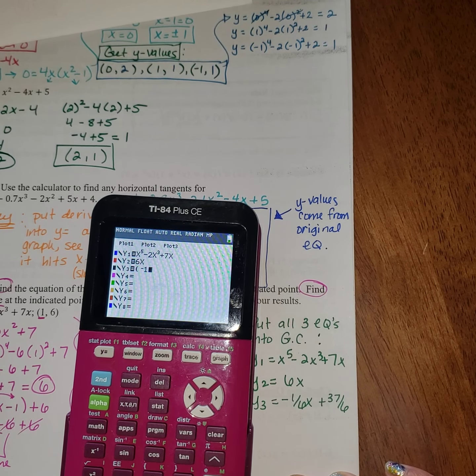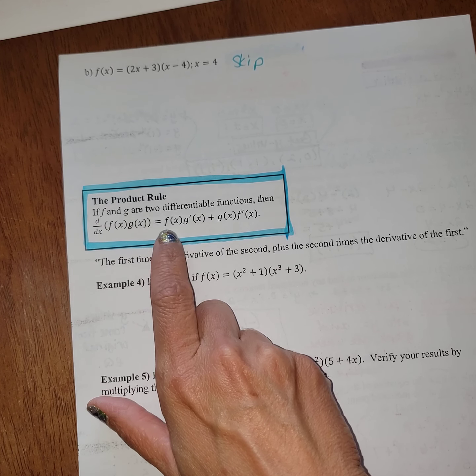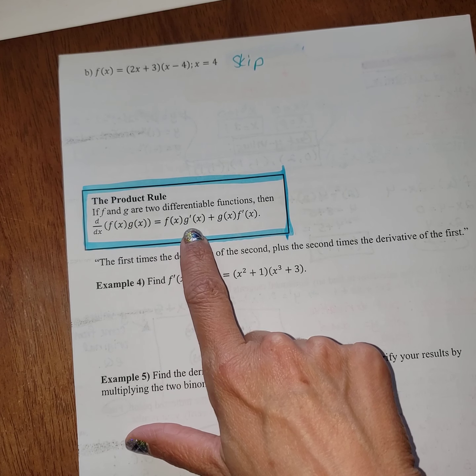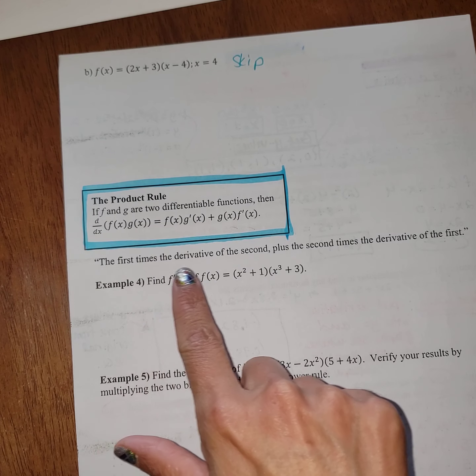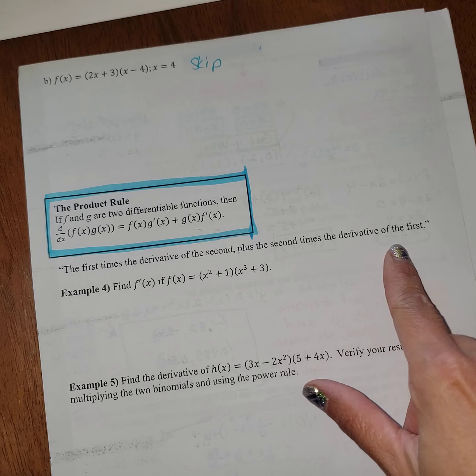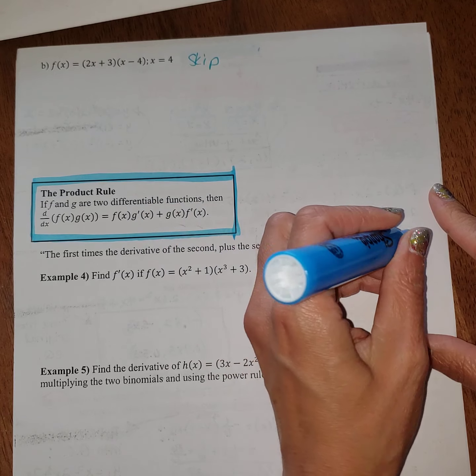Product rule. So we have the power rule, and now we have the product rule. You guys are going to like this one too. So if f and g are two differentiable functions, then d dx of f of x times g of x, the derivative of f of x times g of x, is f of x times the derivative of g plus g of x times the derivative of f. Okay, so the first times the derivative of the second plus the second times the derivative of the first. There's your tongue twister of the day, but that's how we say it.